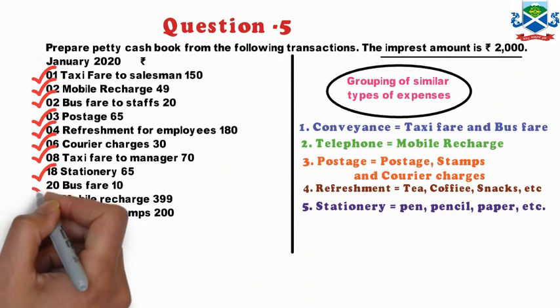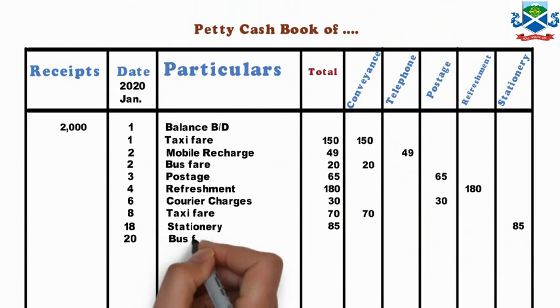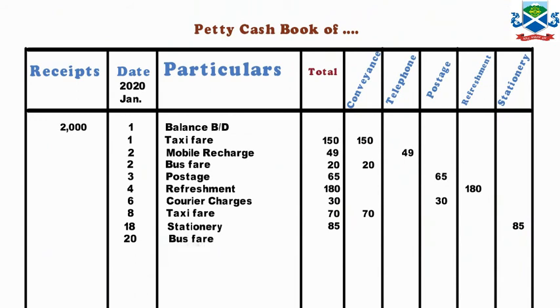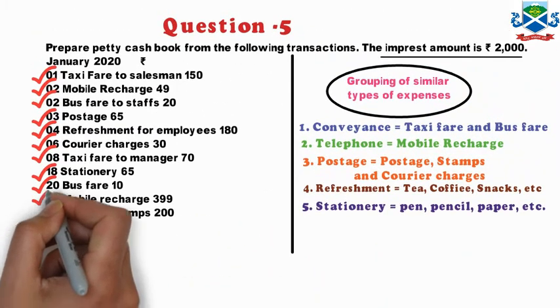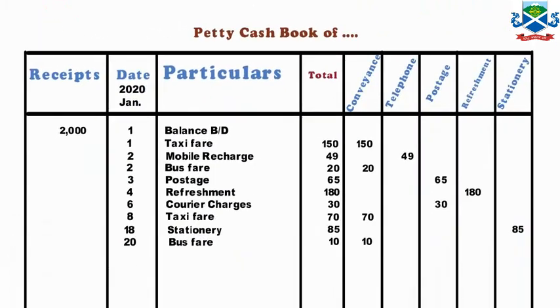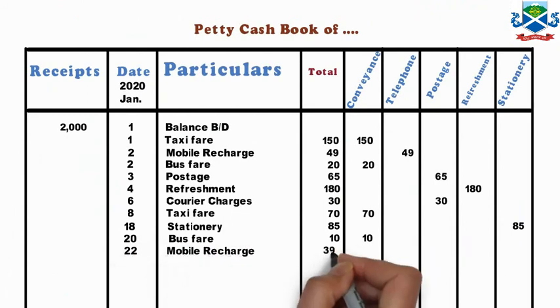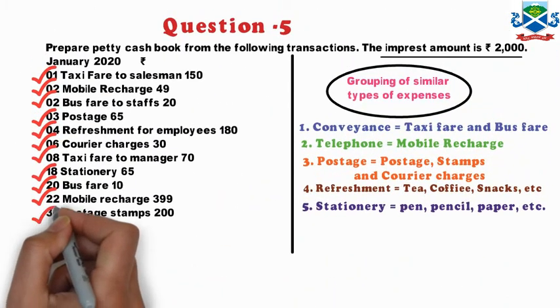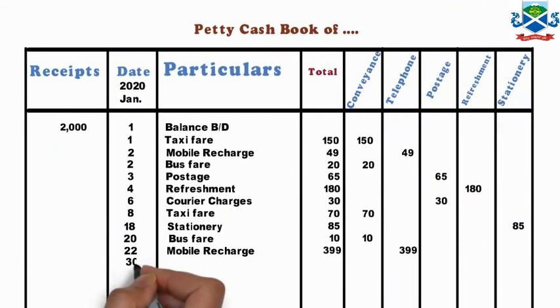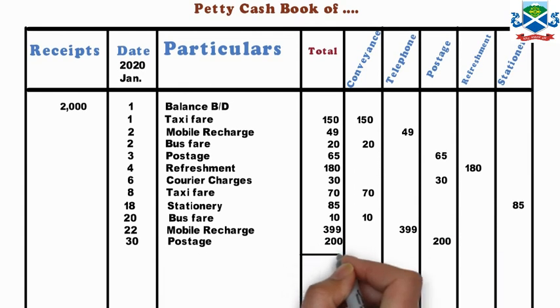Now bus fare again 10 rupees: we write 10 in the total column and 10 in the conveyance column. Next we have mobile recharge: 399 in the total column and 399 in the telephone column. Now postage stamp 200: we write 200 in the total column and the postage column.